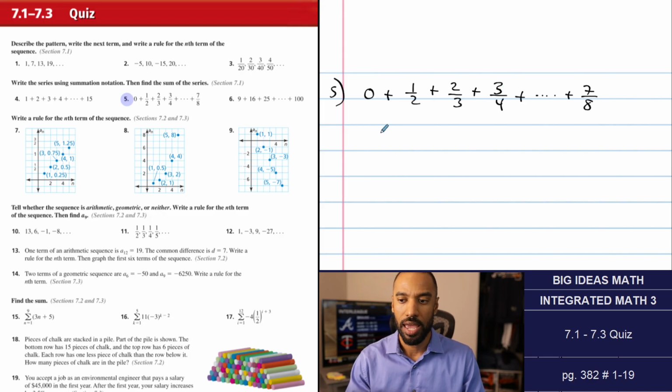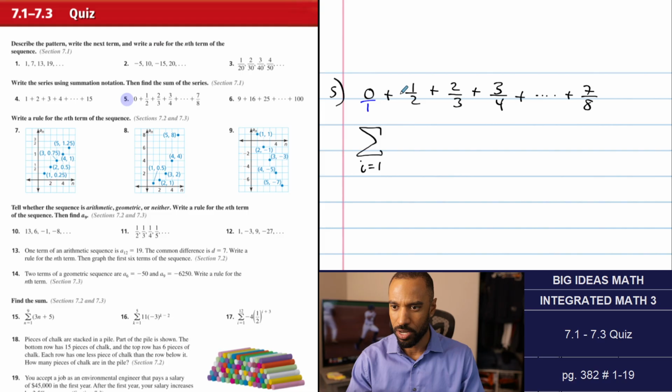Now, when it comes to a summation notation set, we're still going to use sigma. Let's go from the first term. How many terms would this be? 1, 2. Oh, by the way, 0 could be represented as 0 over 1 to feel that pattern out, if you notice there.